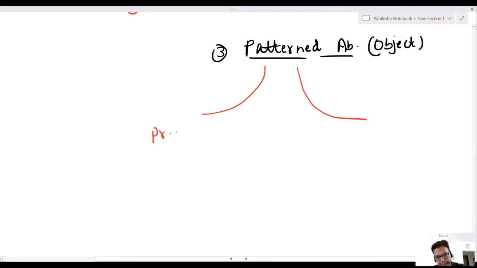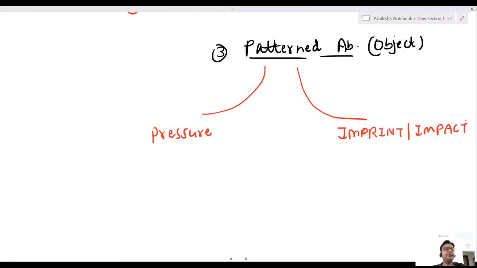First is pressure abrasion. Second is imprint or impact. Now, sir, first pressure abrasion. What is pressure abrasion? A very simple example is a ligature mark in hanging or strangulation, whatever it is.